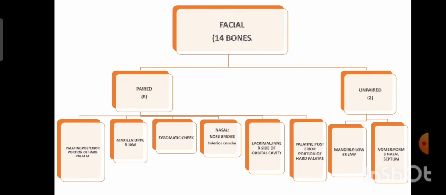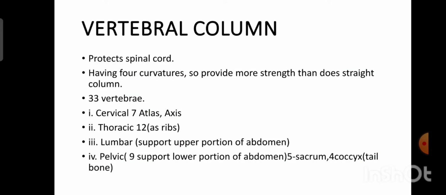These 3 pairs of middle ear ossicles are malleus, incus, and stapes. There is a single hyoid bone that lies at the base of the skull below the tongue. We'll see it later in the figure. Then comes the vertebral column.